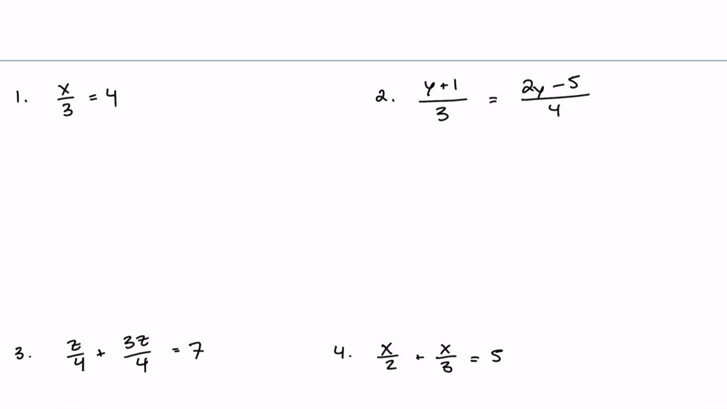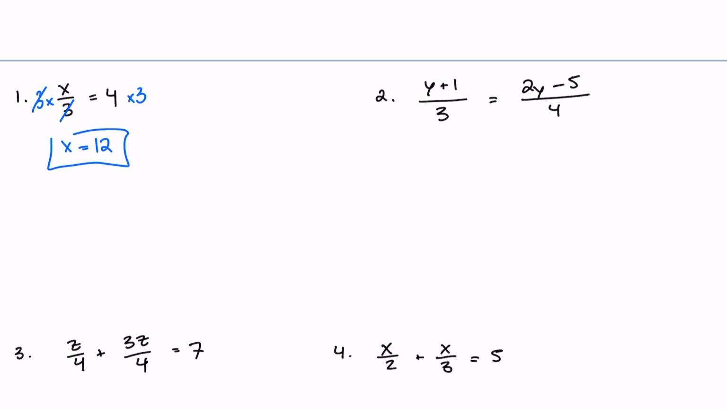So for question 1, we have x over 3 equals 4, so we want to get x by itself. Since we're dividing by 3 on the left, to get the x by itself, we need to multiply by 3. So multiplying by 3 on both sides gives us x equals 12. So x equals 12 is our answer.